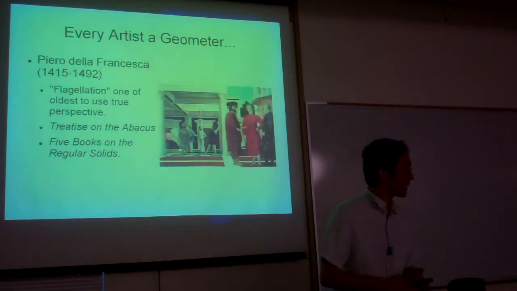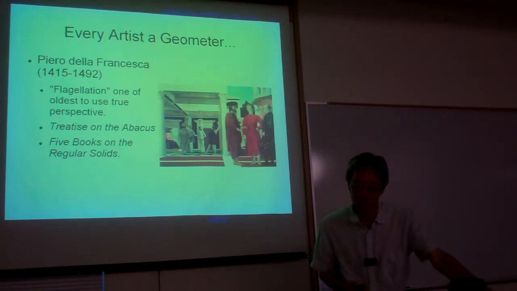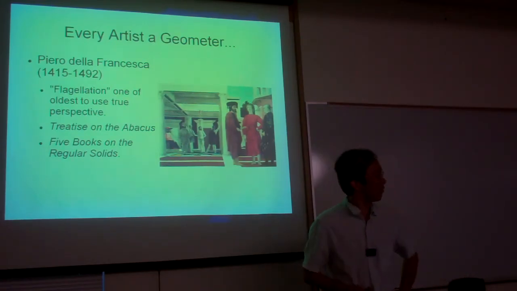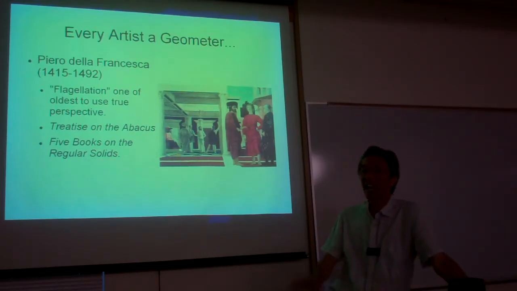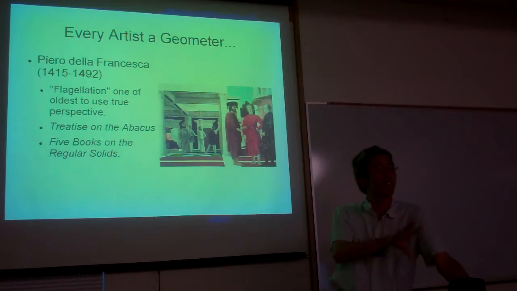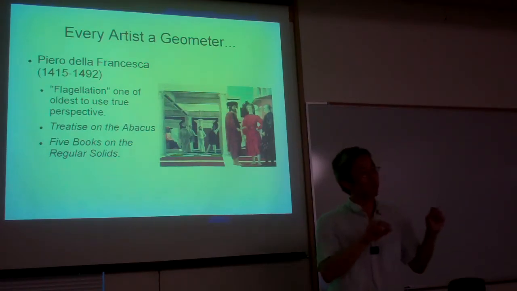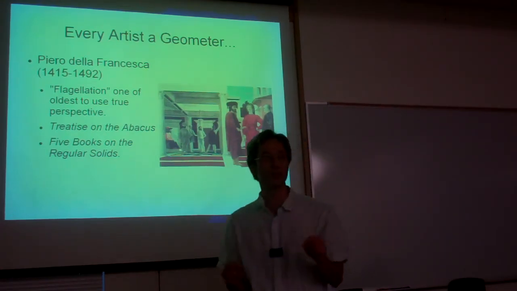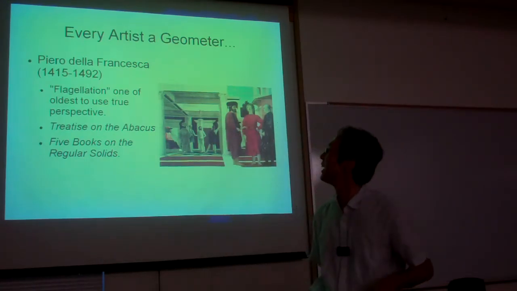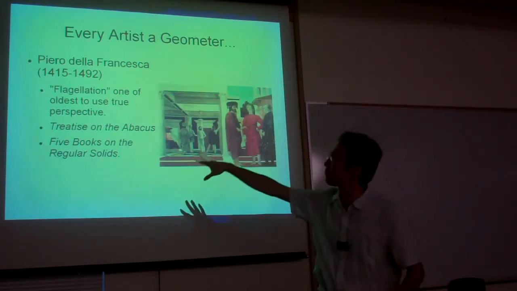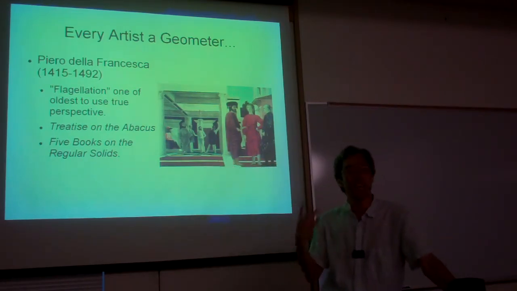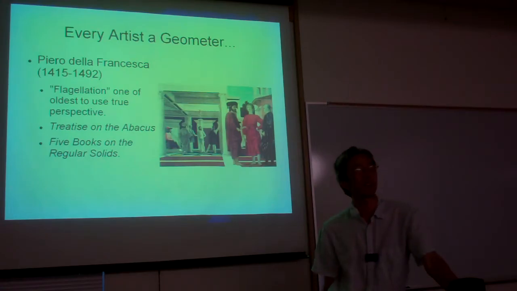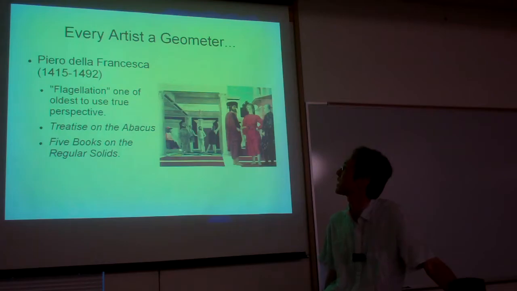And so this sets us up for one last artist before we get to Dürer. We have one more artist here, Piero della Francesca, and Piero della Francesca is one of the first artists to really get this notion that every artist should, in some sense, be a geometer. This is a painting by Francesca known as the Flagellation, and is considered to be one of the earliest paintings in Western European art to truly incorporate perspective.